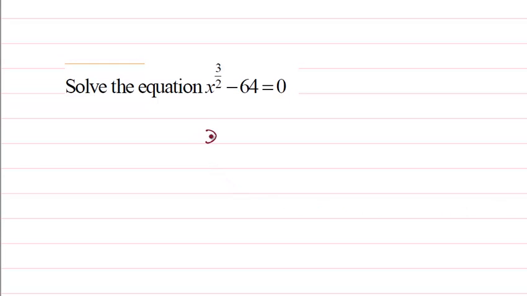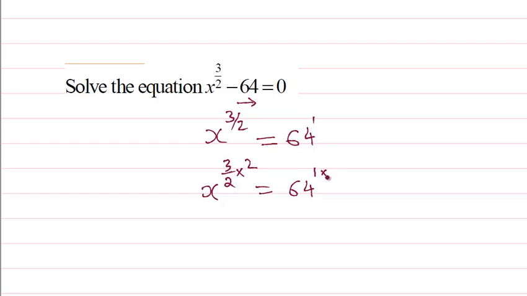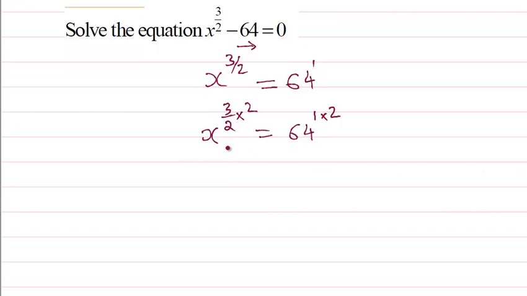Now we solve this equation, so x to the power 3 over 2. We take minus 64 to the other side, so it's equal to 64. Now the power is a fraction, so we have to get rid of it. What we do first, to get rid of the 2 from the bottom, is multiply by 2. If you're doing this, we have to do the same thing here. Initially the power is 1 here, so we multiply 1 like we did here by 2. So now your 2 disappeared here, so you're left with x to the power 3, and this side you've got 64 to the power 2.